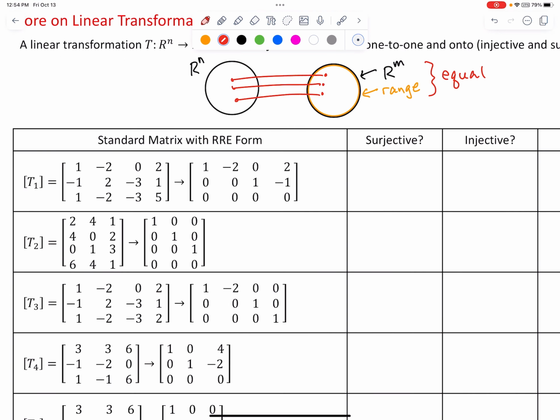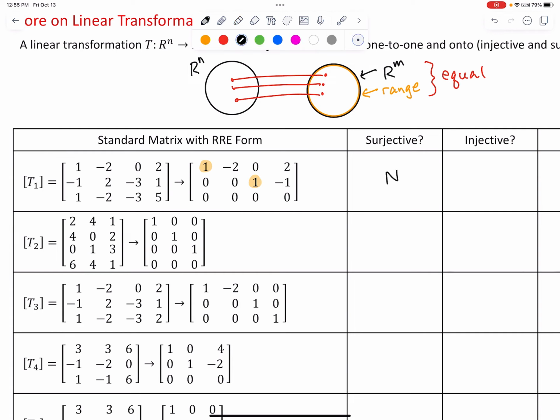For the first case, we can look back at our notes, or we can simply do the analysis again. To be surjective, we need the column space to be equal to all of the codomain. Now the codomain here is R3, because the output vectors are 3-dimensional. But we only have 2 pivot positions in the RRE form, which means our basis for the column space only has 2 vectors. And when you span 2 vectors, you cannot get all of R3. Therefore, this is not surjective.